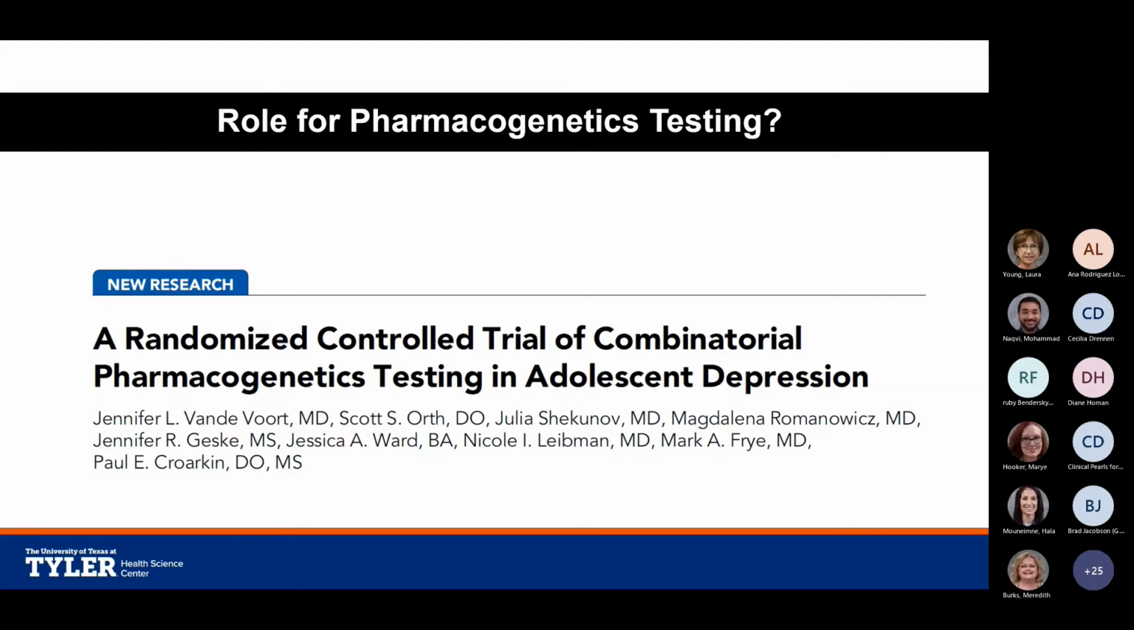We just need to continue to do what we've been doing, which is starting with the evidence-based treatment that we had prior to these pharmacogenetics testing taking place, which is starting with the SSRIs and then going from there.